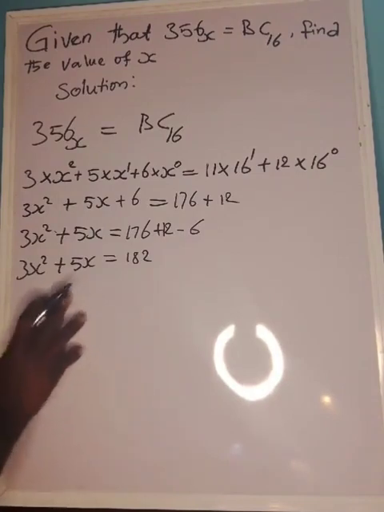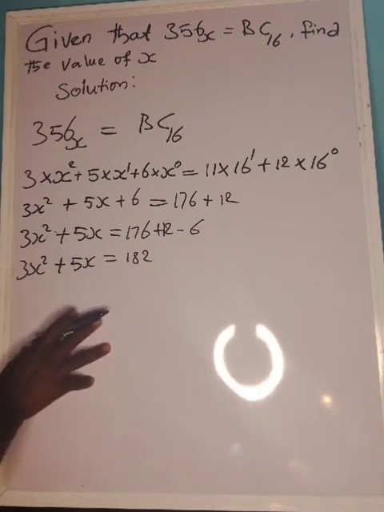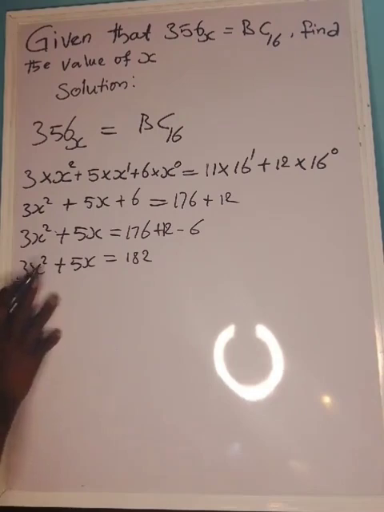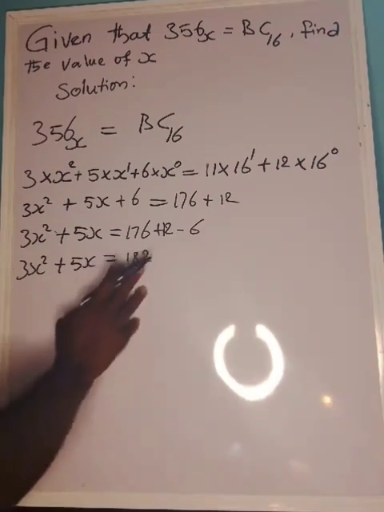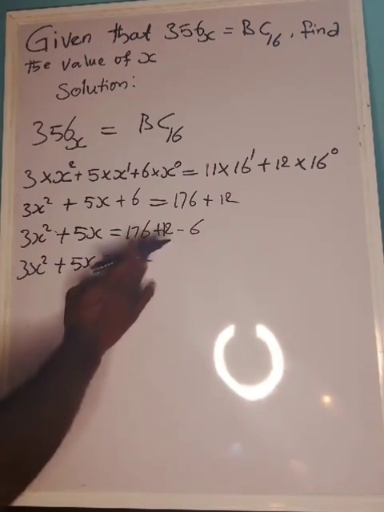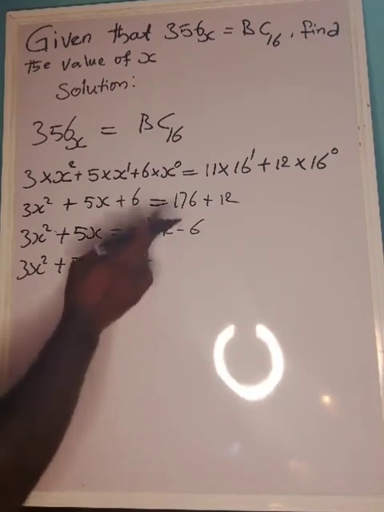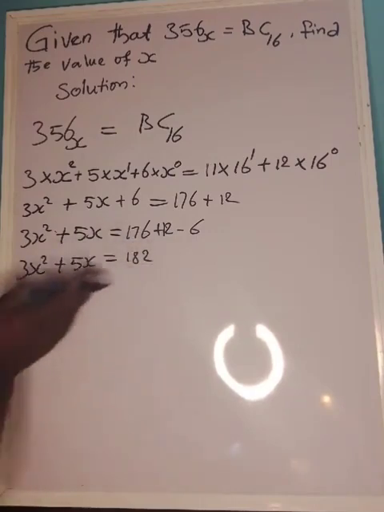Now we want to have a quadratic equation. A quadratic equation is defined by certain features. One of the features is that the highest power of x should be 2, and the whole equation should be equal to 0. So we want to have 0 at the right-hand side. So we are going to subtract 182, which is the only number at the right-hand side, from both sides. Whatever I do to the right-hand side must also be done to the left-hand side, for us to have a perfect quadratic equation.